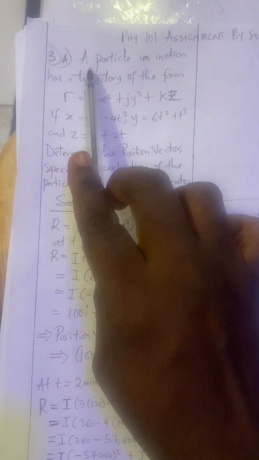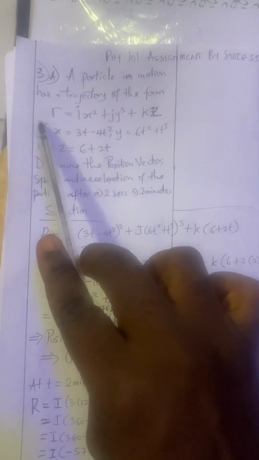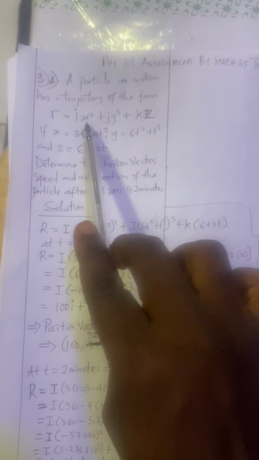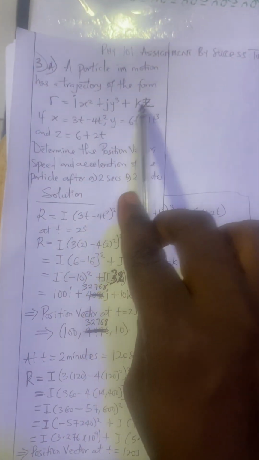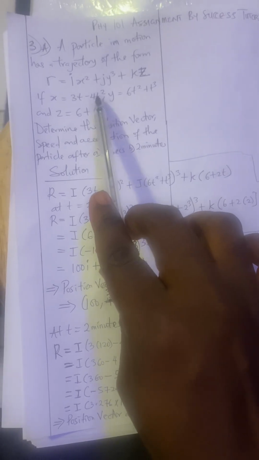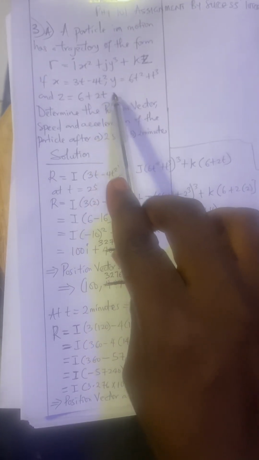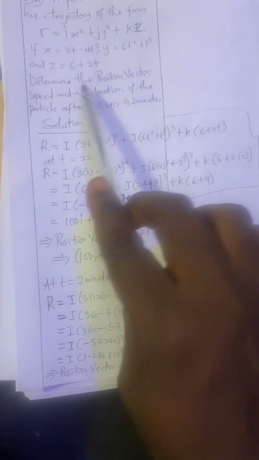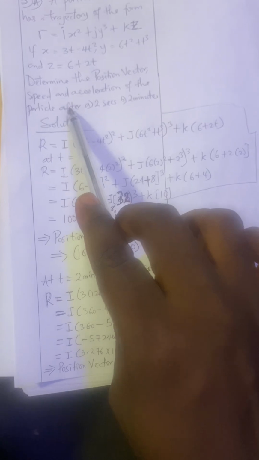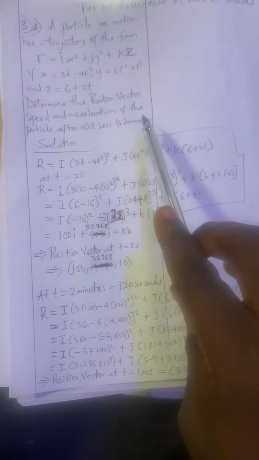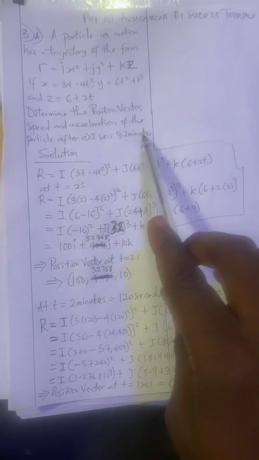Physics assignment number 3. They say a particle in motion has a trajectory of the form r equals ix squared plus jy raised to power 3 plus kz. If x equals 3t minus 4t squared, y equals 6t squared plus t raised to power 3, and z equals 6 plus 2t, determine the position vector, speed, and acceleration of the particle after 2 seconds and also after 2 minutes.